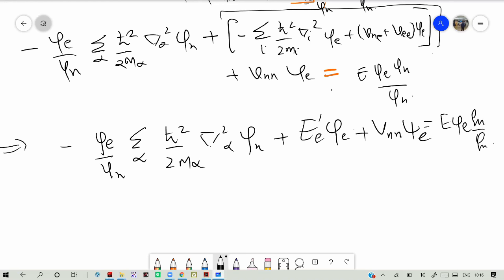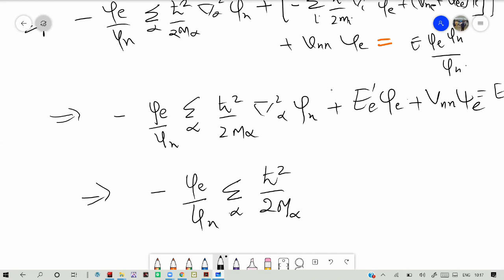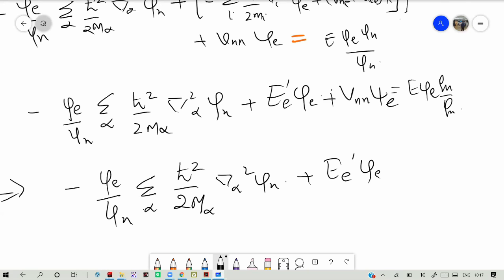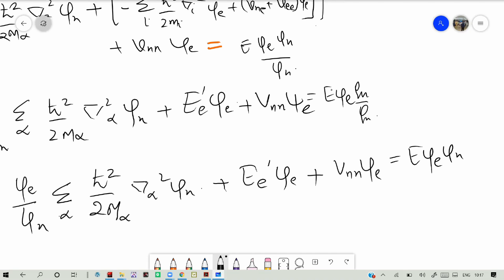Or I can write it as psi E, so we can write it as minus psi E by psi n, alpha h cut square divided by 2m alpha del alpha square psi n, psi E, plus VNN psi E, psi E psi n psi n.